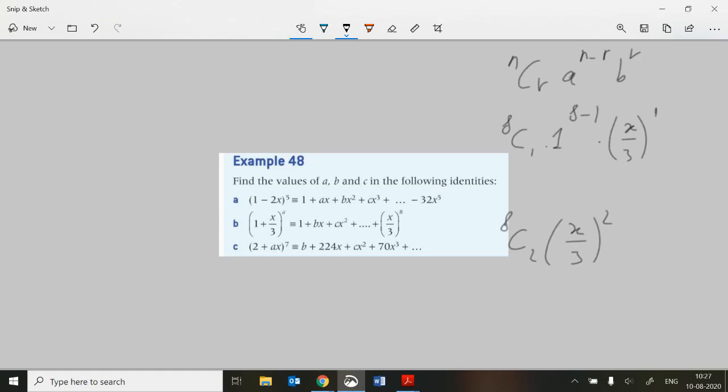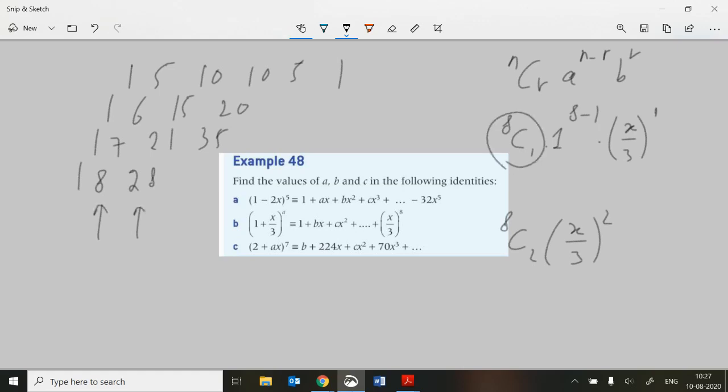Okay, so you can either take your Pascal's triangle if you know your line 1, 5, 10, 10, 5, 1. You can create your next couple of lines, 15, 20, and let's try 7, 21, 35, and 1, 8, 28. And I don't think we need the next one, actually. We only need this and this. So there we go. We've got 8 choose 1 and 8 choose 2 there, just from extending Pascal's triangle. Okay, you can multiply those out and simplify them.